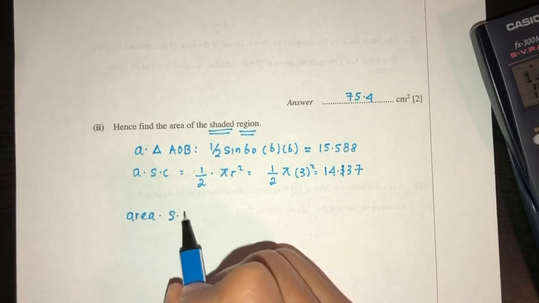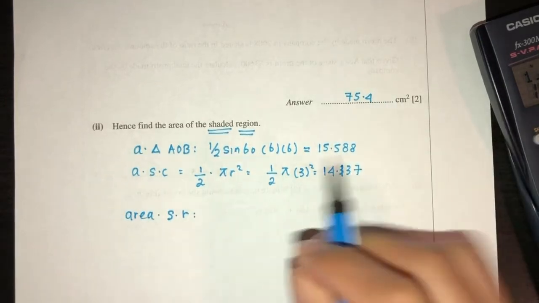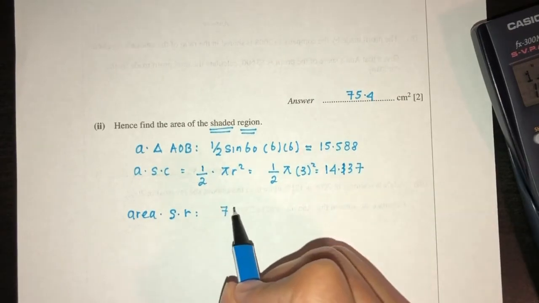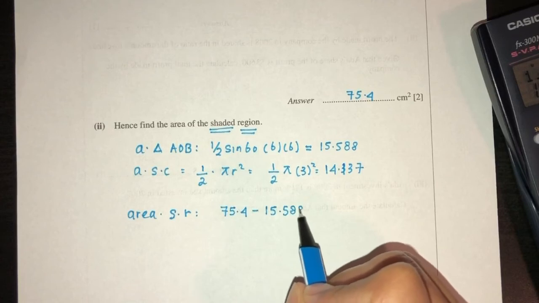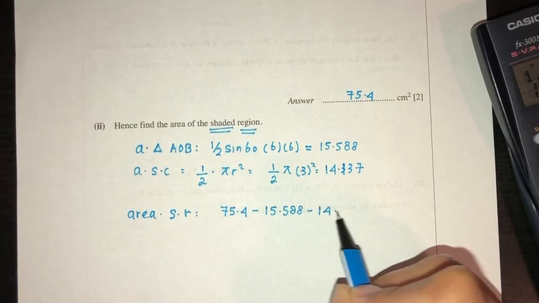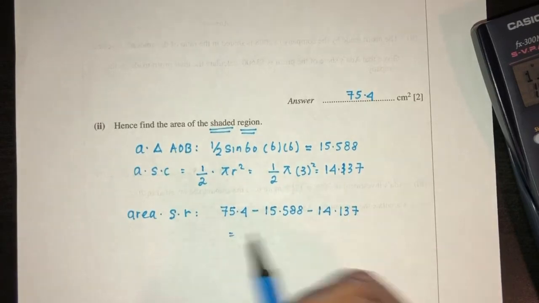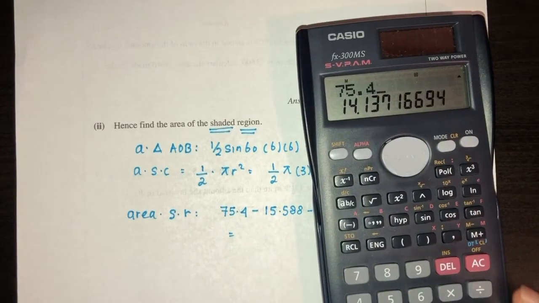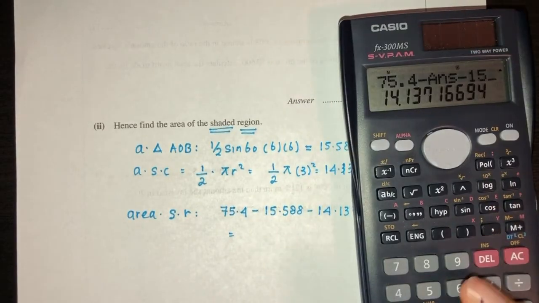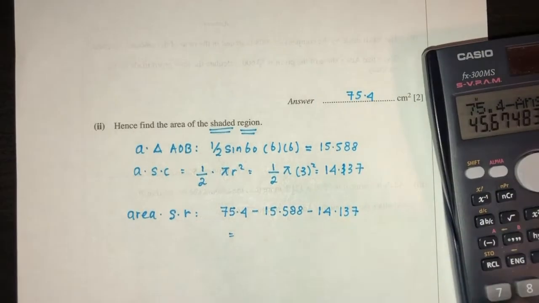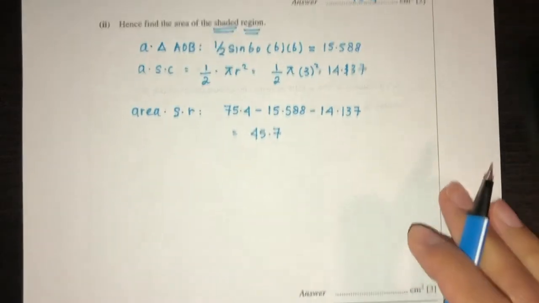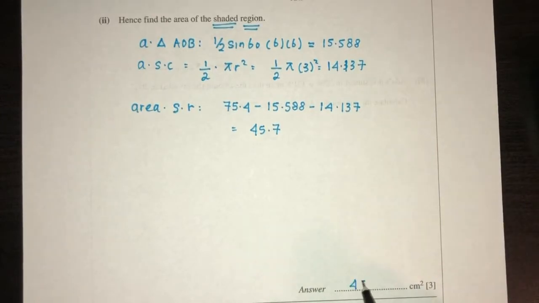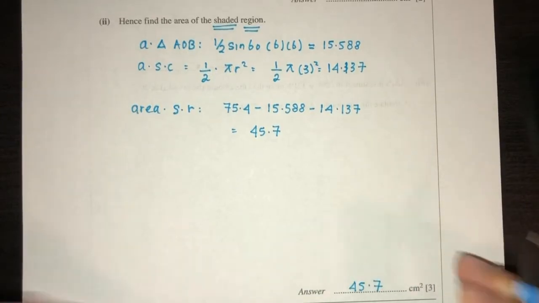Okay, since we know these two, we can find the area of the region. Area of shaded region will be this big one, so 75.4 minus 15.588 minus 14.137. That will be 45.7, correct to 3SF. So that will be your answer for part 2 of part C, question number 5.